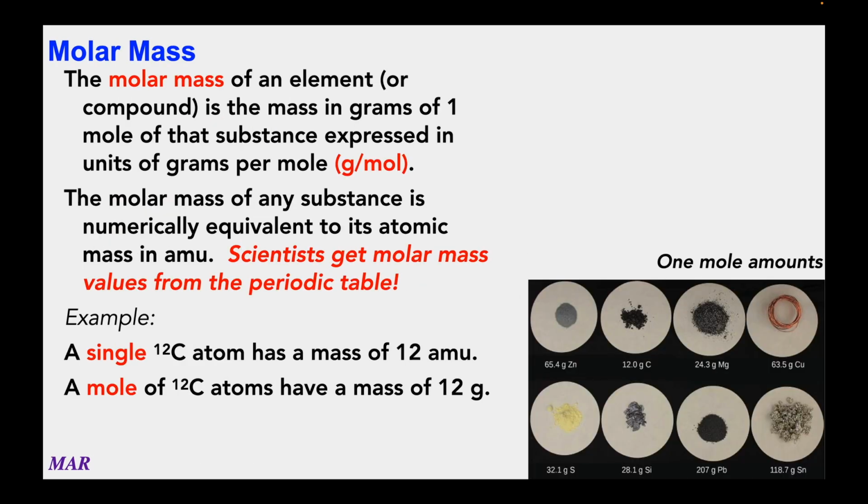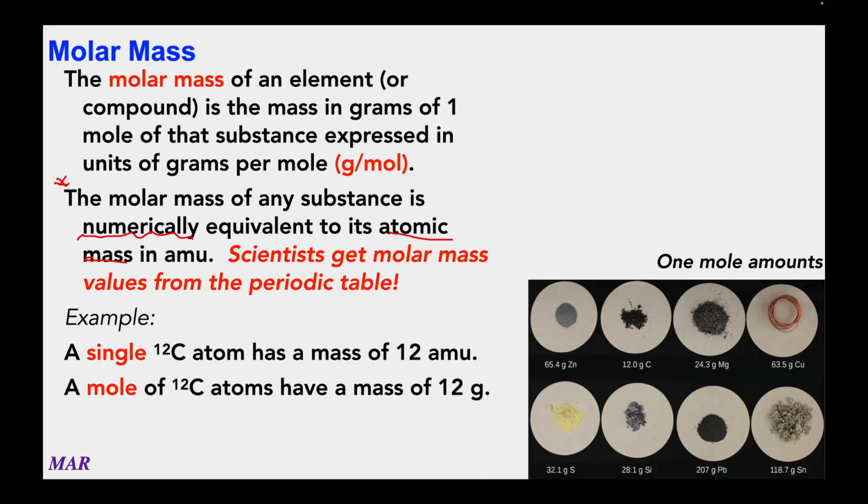The molar mass was a term I used earlier, and that's the grams found in the element in a mole. And this is actually a pretty easy thing to figure out, which is really cool. And the cool thing is that the molar mass of any substance is numerically equivalent to its atomic mass in AMUs.